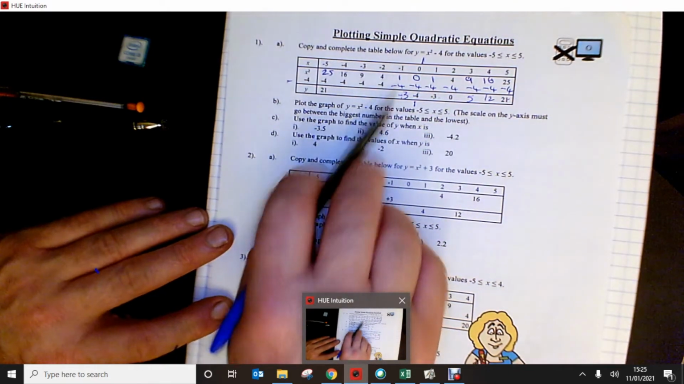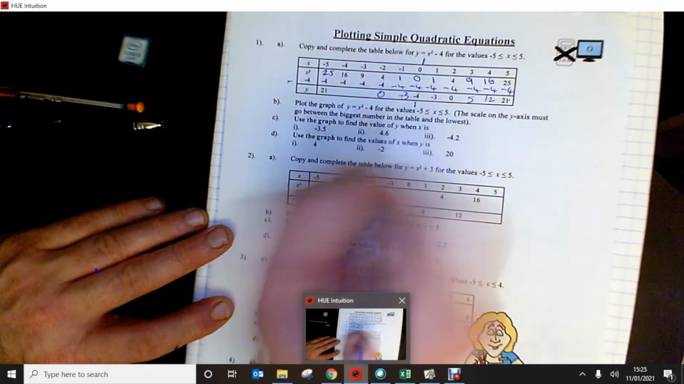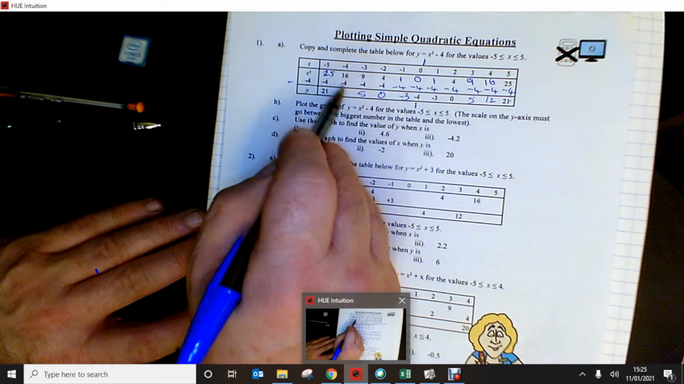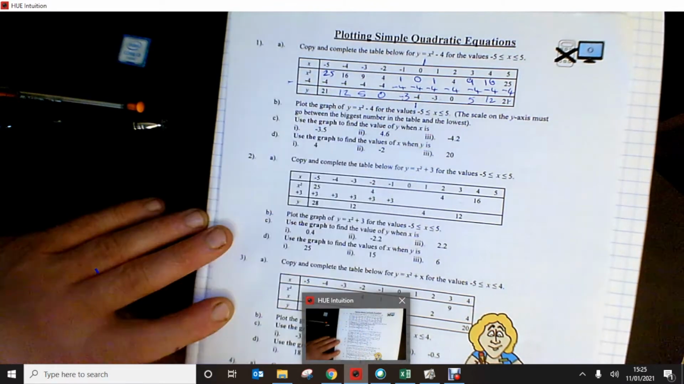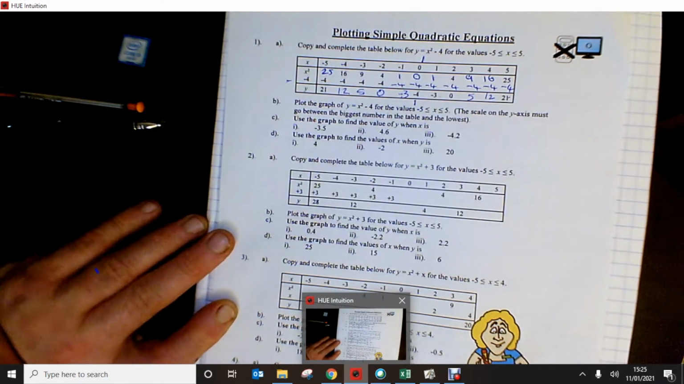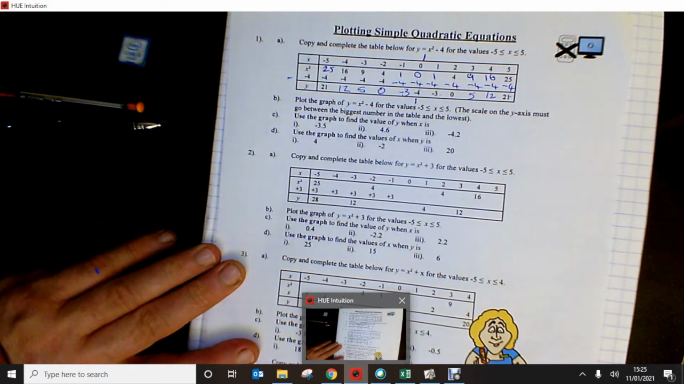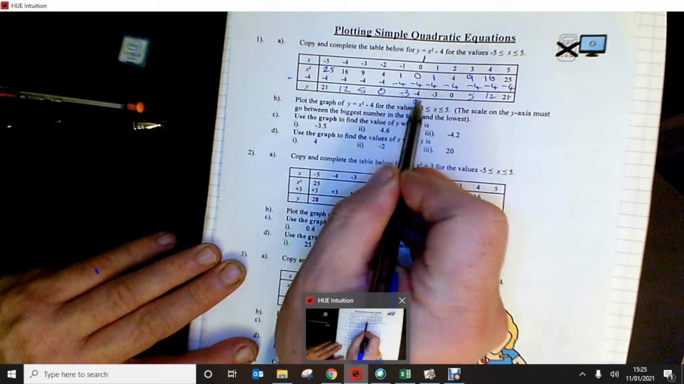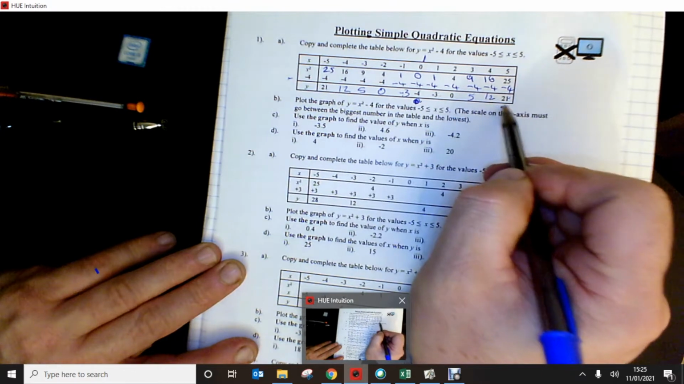We will just check them. 4 take away 4 gives me 0, 9 take away 4 gives me 5, and 16 take away 4 gives me 12. Okay, so plot the graph of y equals x squared minus 4 for the values of negative 5 to 5. The scale on the y-axis must go between the biggest number in the table and the lowest.